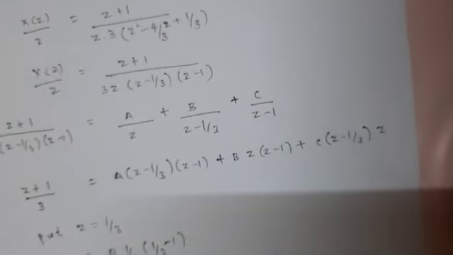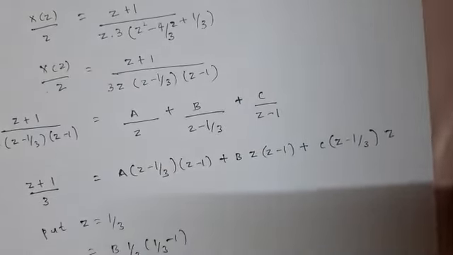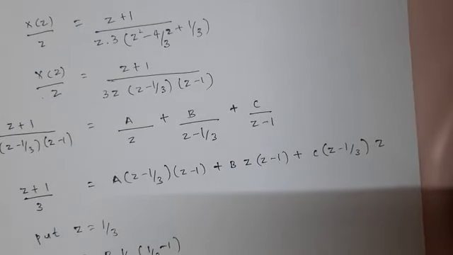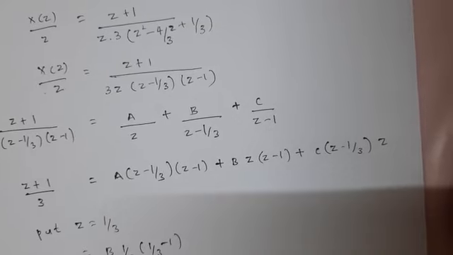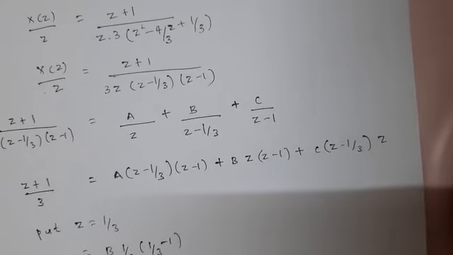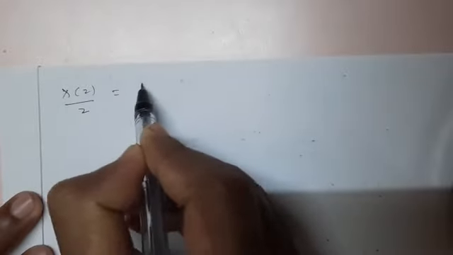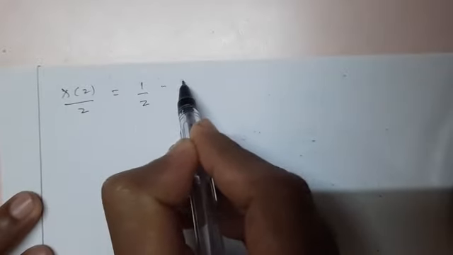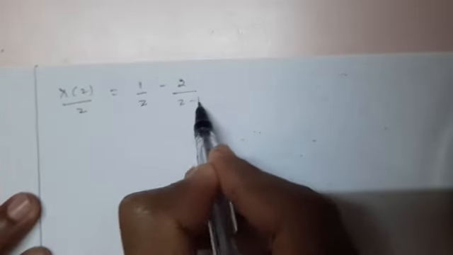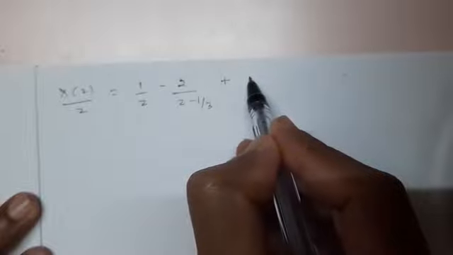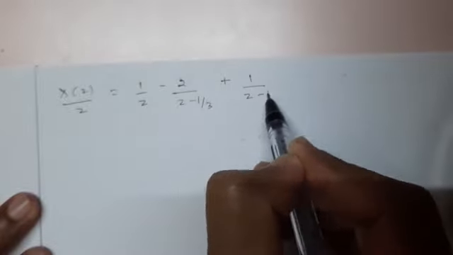So now I will substitute these values in this equation, x of z by z equal to, okay, a value is 1 by z, b is minus 2 divided by z minus 1 by 3, and z minus 1. So it is x of z by z equal to, a is 1, b is minus 2, so minus 2 divided by z minus 1 by 3, and c is 1, that is 1 divided by z minus 1.